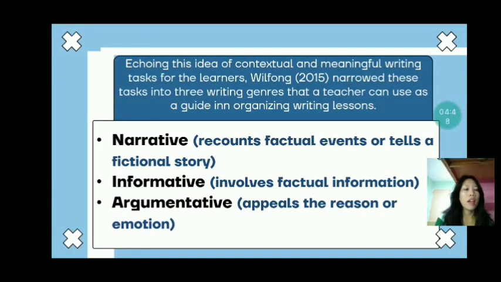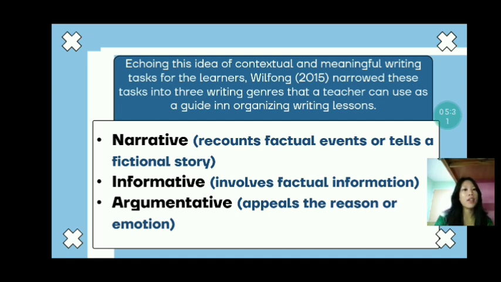Next is echoing this idea of contextual and meaningful writing tasks for the learners. Wolfgang 2015 narrowed this task into three writing genres that a teacher can use as a guide in organizing writing lessons. So first genre is narrative genre. So narrative is recounts factual events or tells a fictional story. So for example, the teacher will instruct the students to write their own short stories or their own creative literary works.